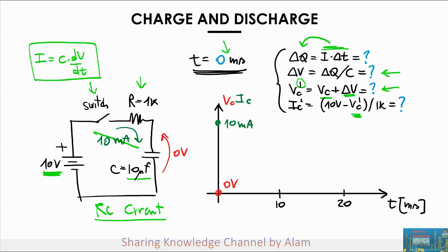If you know that you have 10 volts across the supply, now you know what the voltage across your capacitor is, which is this new VC first. And it's very easy to see that the voltage on the resistor will be the difference between the voltage of the battery and the voltage of the capacitor.